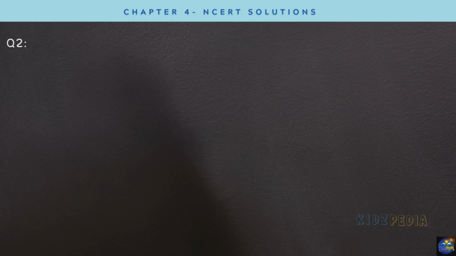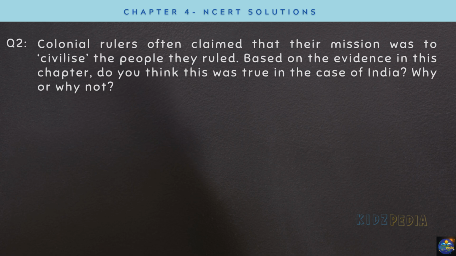Second question. Colonial rulers often claimed that their mission was to civilize the people they ruled. Based on the evidence in this chapter, do you think this was true in the case of India? Why or why not? So here you need to examine the claim made by the British that they came to civilize India. Civilize means to make a society more developed or advanced. You need to think critically here.